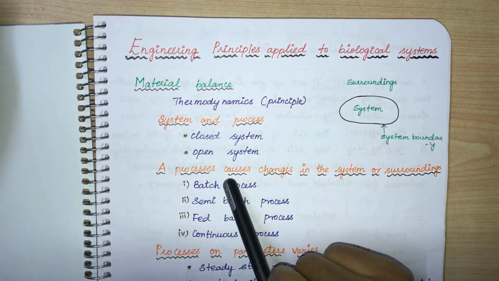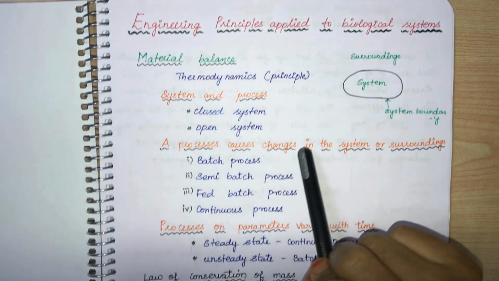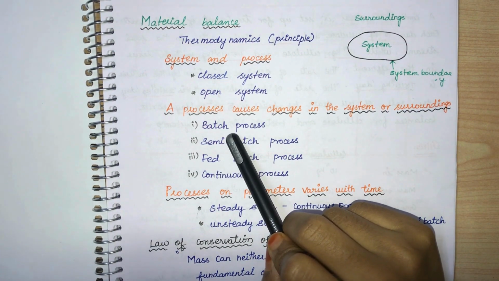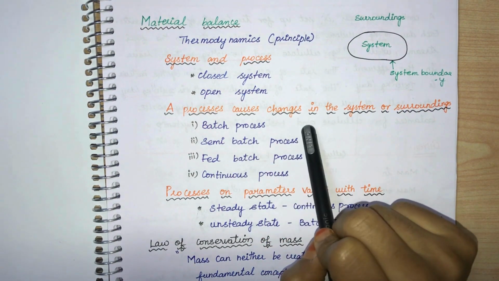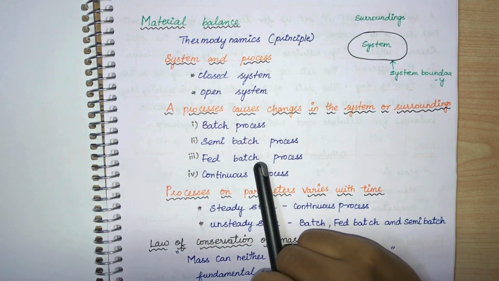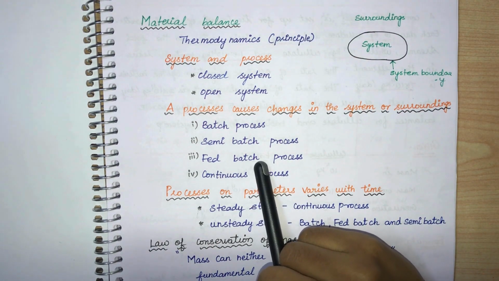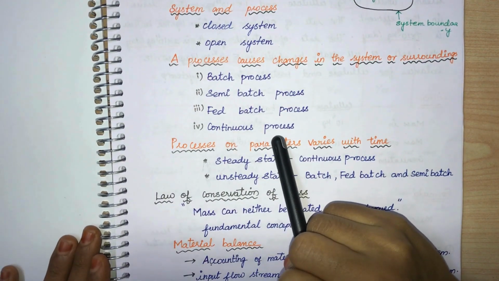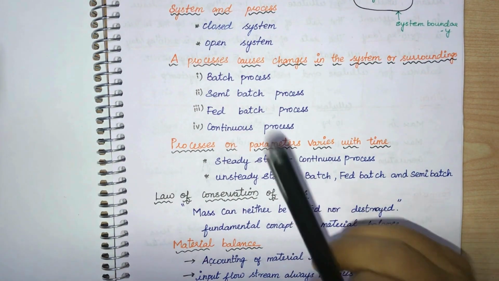Some processes cause change in the system or surrounding. First, the batch process. Batch process operates in the closed system. Semi-batch process can be both closed or open system, and fed batch process is a partially open system. Continuous process is an open system.